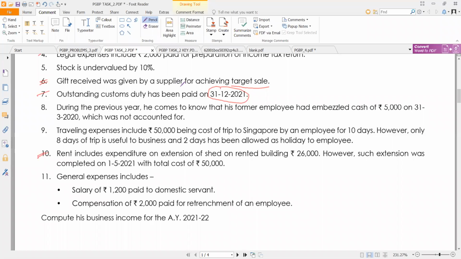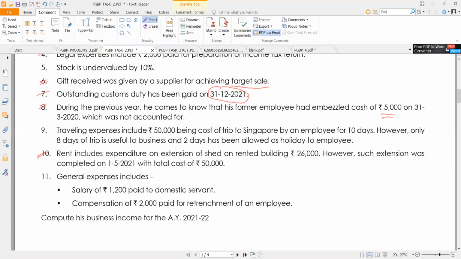it is disallowed. Then, during the previous year, it came to know that his former employer has embezzled a cash of 5,000 rupees on 31st March 2020, which was not accounted for. Earlier, embezzlement happened, not in this previous year. Embezzlement is basically theft. For inventory, sometimes it is called pilferage. Usually for cash, it is called embezzlement. That is a loss. It's a business loss. It's a genuine loss. There is no problem with that. So that should have been allowed as reduction.